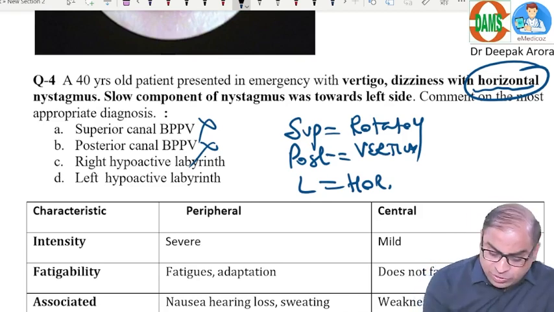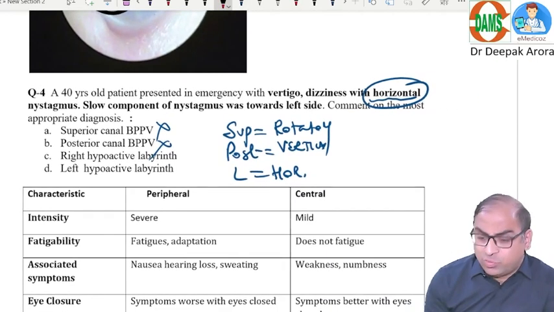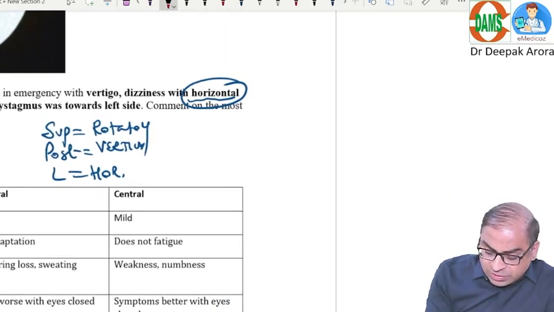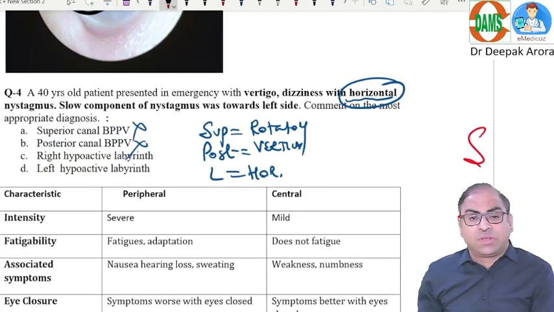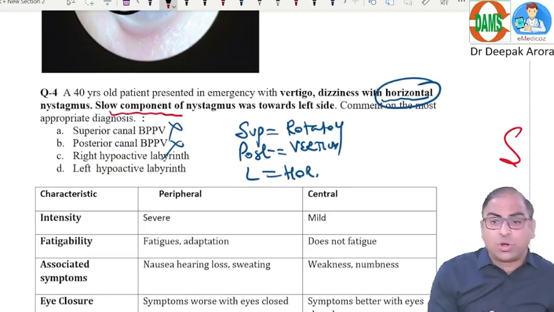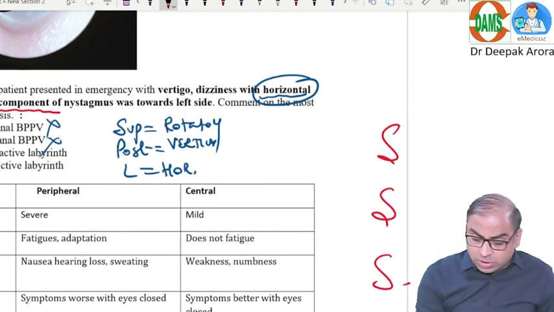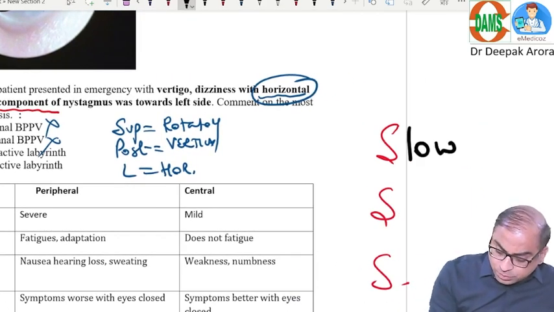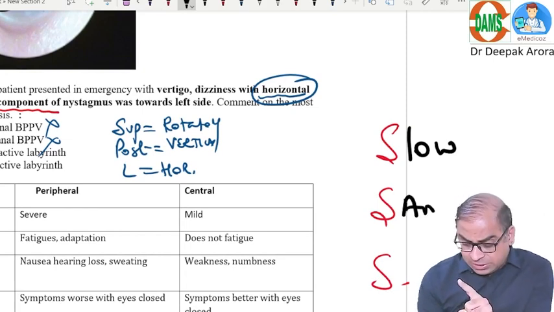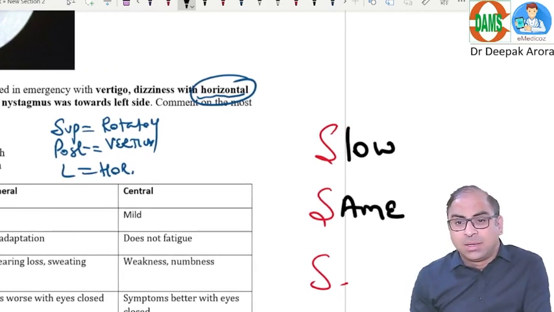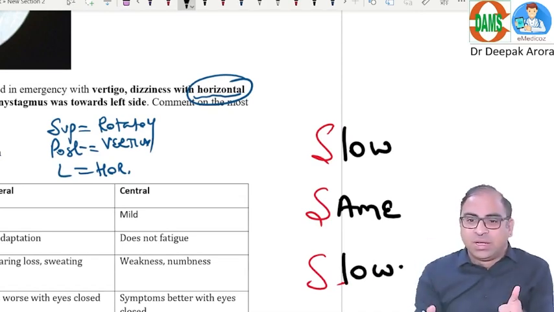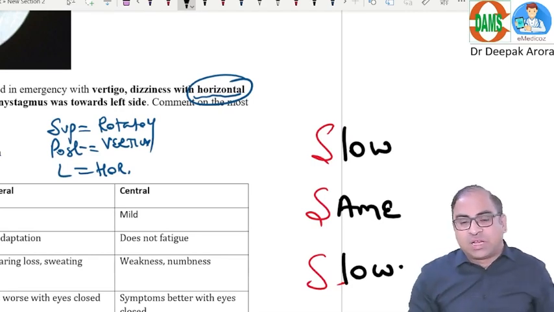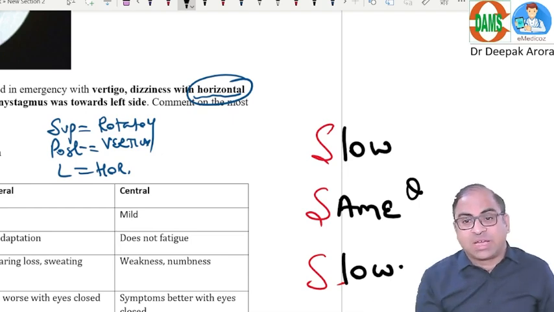There is one rule, beta, a concept which we have to remember, and I give a mnemonic to you now. Just listen. What is the mnemonic of SSS? The slow component of nystagmus is on the same side as the slow labyrinth. I hope you will never forget. The slow component of the nystagmus will be on the same side as the slow functioning labyrinth.